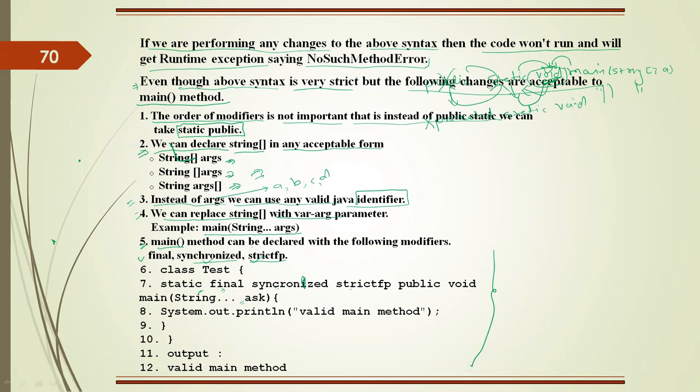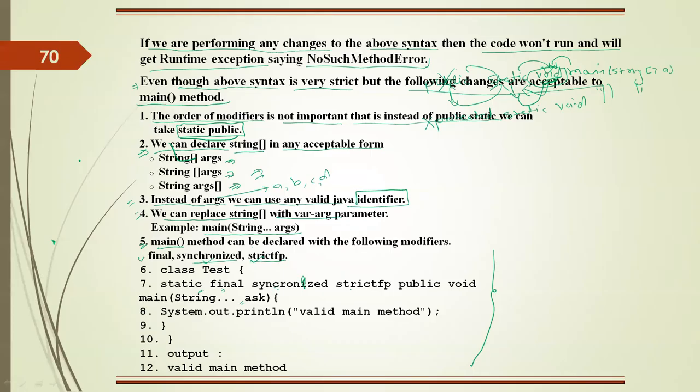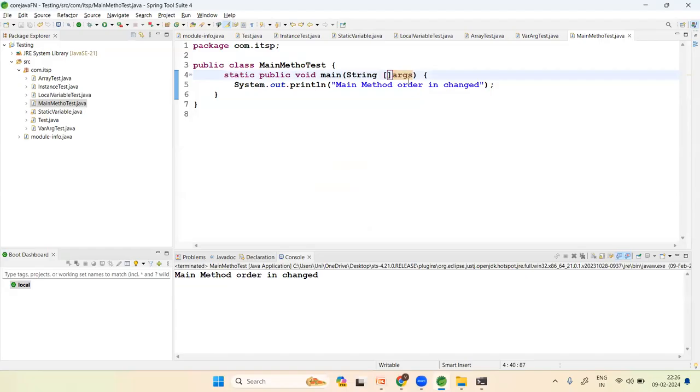We can change that order. Yes, public static. We can do that, or we can do like this. You can use any, it's the same like array concept, nothing else. Same array concept. So instead of args, we can use any valid identifier. Yes, we can use any valid identifier. Like my name also I can take.